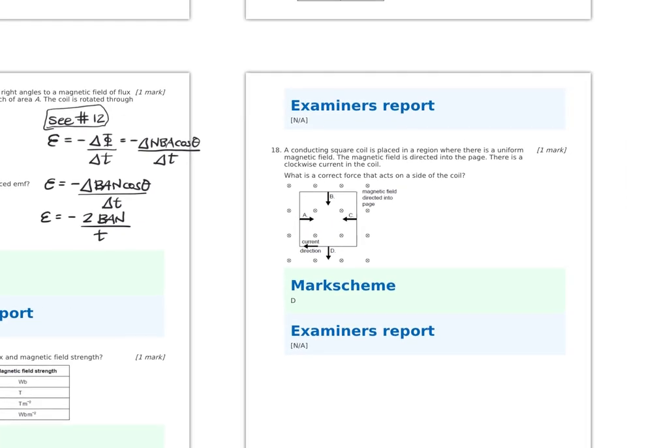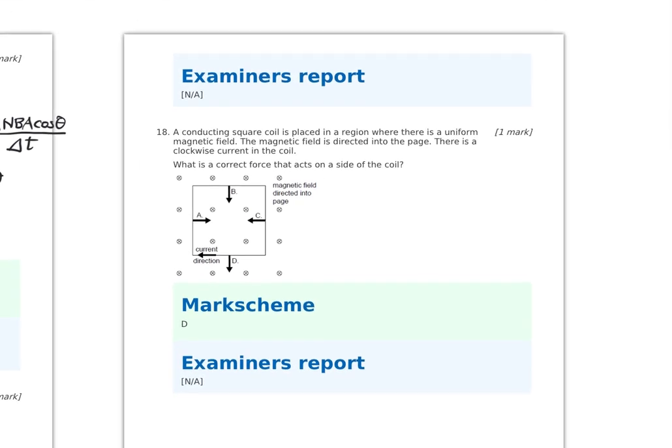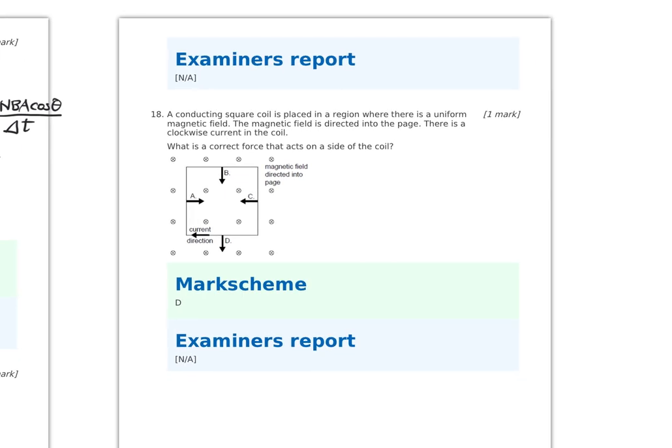So, number 18, oh, look at this. We have some kind of arrow situation. This looks like tons of fun. All right, let's give it a go. Okay, so 18 is actually a force on a wire question. This coil already has a current, and it wants to know what is the force on that wire.